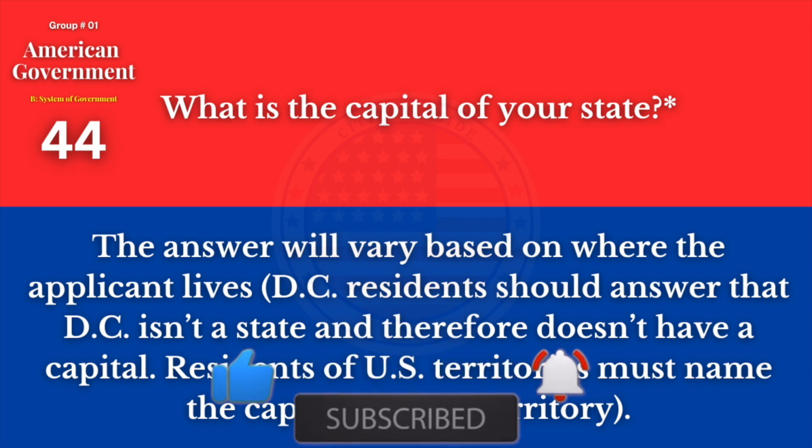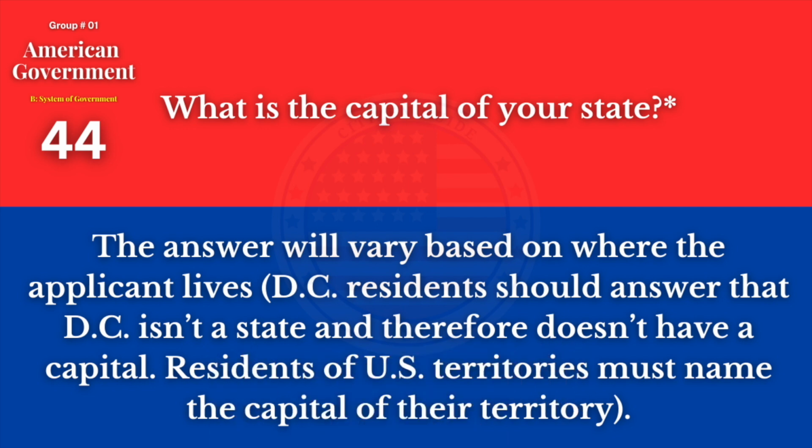The answer will vary based on where the applicant lives. D.C. residents should answer that D.C. isn't a state and therefore doesn't have a capital. Residents of U.S. territories must name the capital of their territory.